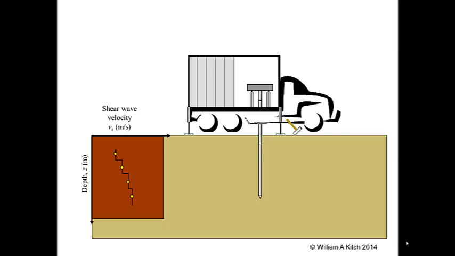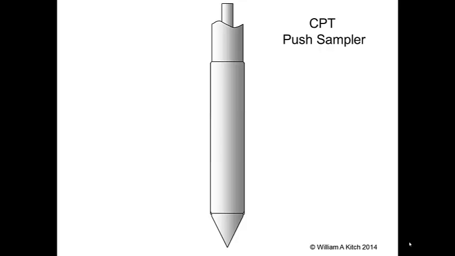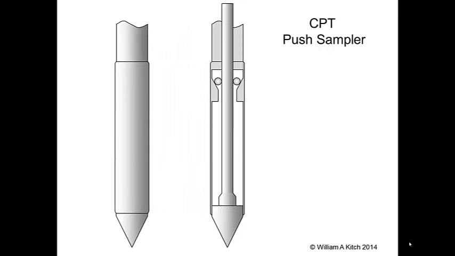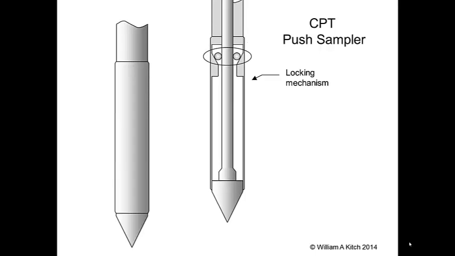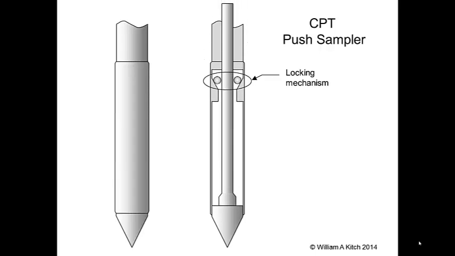While the CPT probe itself cannot take soil samples, it is possible to attach a separate sampling device on the standard CPT push rods to retrieve soil samples using the same equipment used to push the CPT probe. Samples are collected using a CPT push sampler, which is approximately the same diameter as the CPT probe but longer. As shown in this cutaway drawing, the sampler consists of an inner rod and piston, an outer cylinder, and a locking mechanism. When the locking mechanism is engaged, the inner rod and piston move together with the outer cylinder. When the locking mechanism is released, the inner rod and piston move independently.